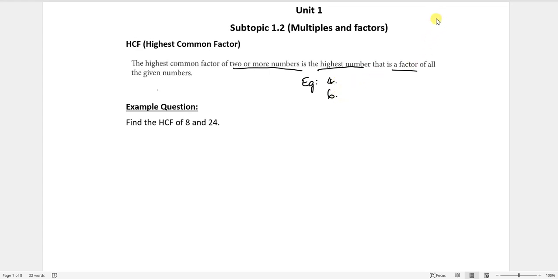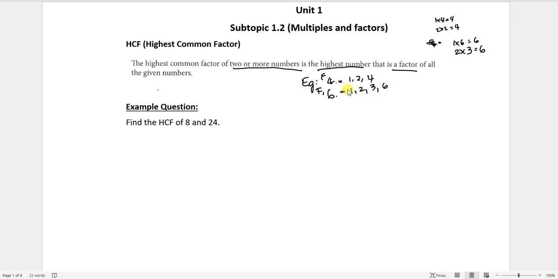So let's start. We write here 1 times 4 is equal to 4, 2 times 2 is equal to 4. So we have F4 is equal to 1, 2 and 4. Similarly, for the factors of 6, 1 times 6 is equal to 6, 2 times 3 is equal to 6. So the factors of 6 are 1, 2, 3 and 6.